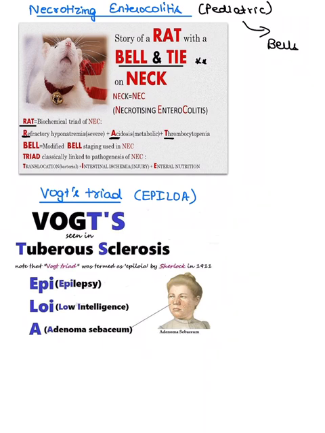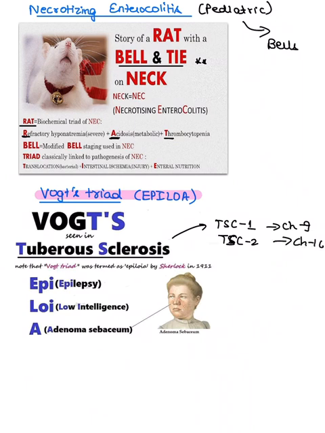Okay, now coming on to the Vogt triad. This Vogt triad is also known as EPILOA. Okay, Vogt triad is seen in tuberous sclerosis. For tuberous sclerosis, we have two genes, that is TSC1 and TSC2. Okay, TSC1 is located on chromosome 9 and TSC2 is located on chromosome 16 guys. So EPILOA, EPI is for epilepsy, LO for low intelligence. Okay, A is for adenoma sebaceum that you see on the face.